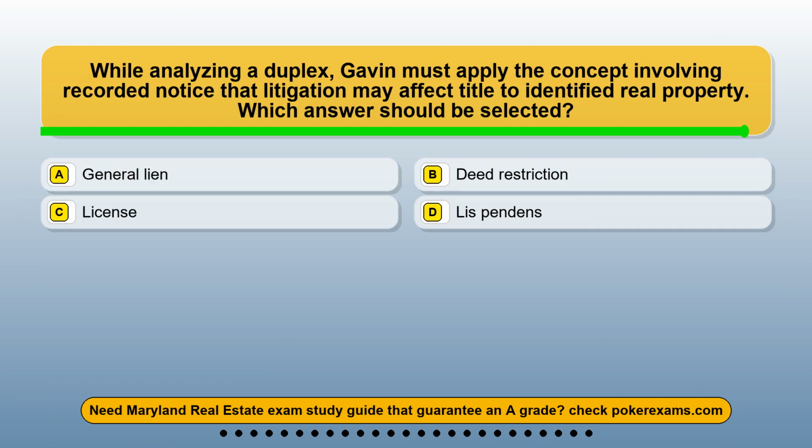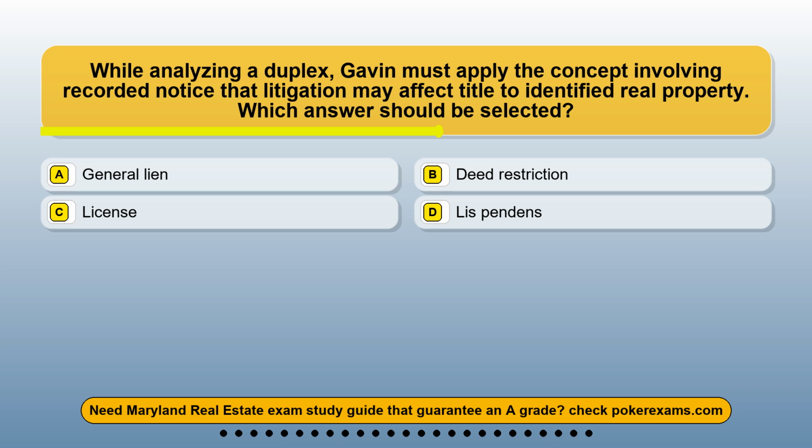Question 17. While analyzing a duplex, Gavin must apply the concept involving recorded notice that litigation may affect title to identified real property. Which answer should be selected? Option A, general lien. Option B, deed restriction. Option C, license. Option D, lis pendens.